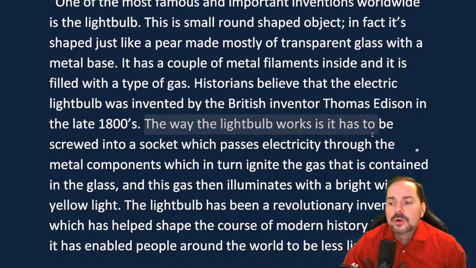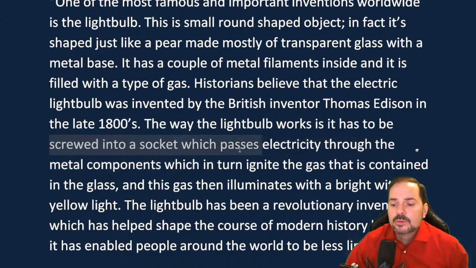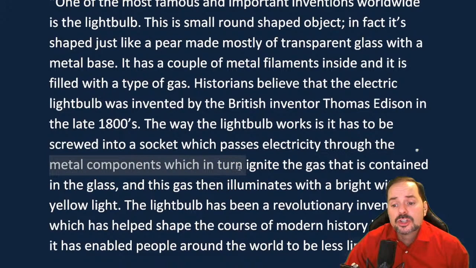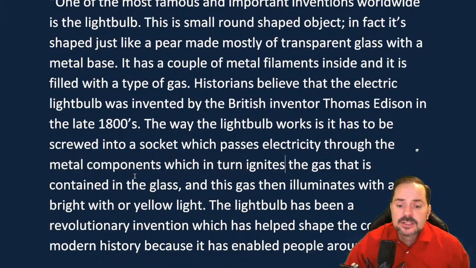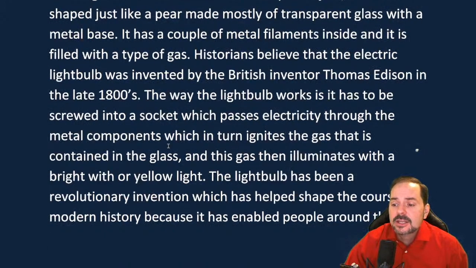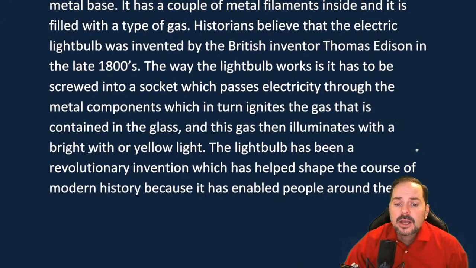The way the light bulb works is it has to be screwed into a socket which passes electricity through the metal components, which in turn ignites the gas that is contained in the glass. And this gas then illuminates with a bright yellow or white light.